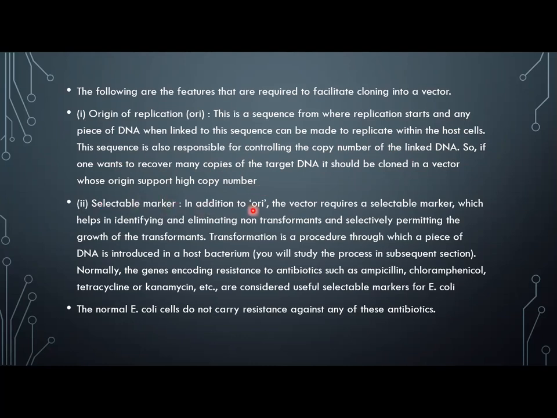Selectable marker. In addition to Ori, the vector requires a selectable marker, which helps in identifying and eliminating non-transformants and selectively permitting the growth of the transformants. Transformation is a procedure through which a piece of DNA is introduced into a host bacterium. We will study the process in subsequent sections. Normally, the genes encoding resistance to antibiotics such as ampicillin, chloramphenicol, tetracycline, and kanamycin are considered useful selectable markers for E. coli. The normal E. coli cells do not carry resistance against any of these antibiotics.